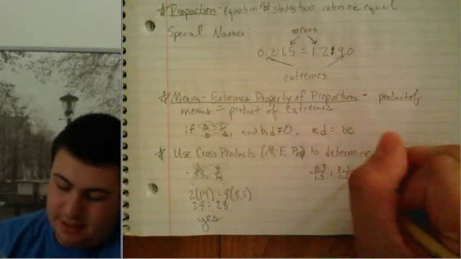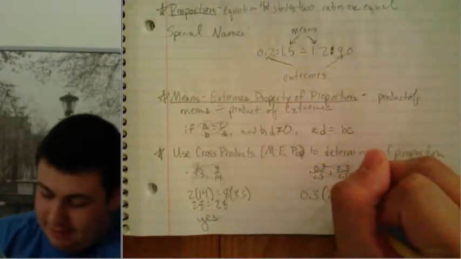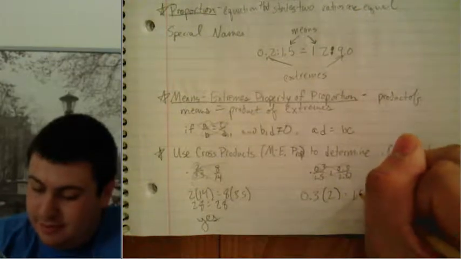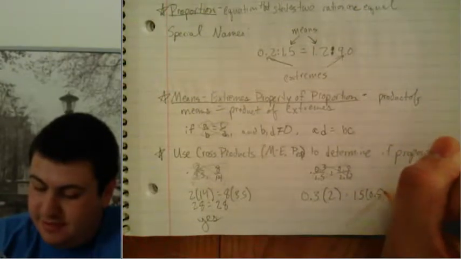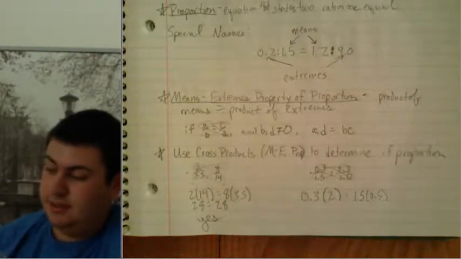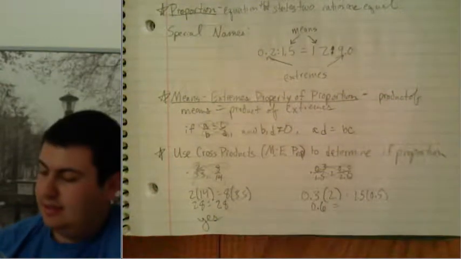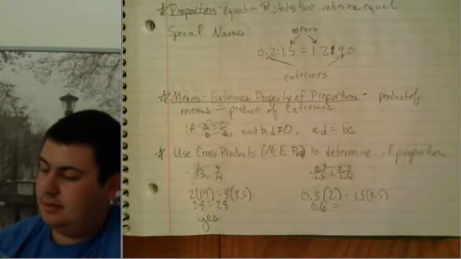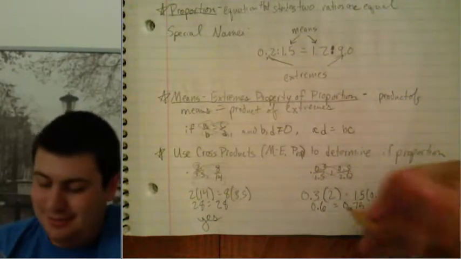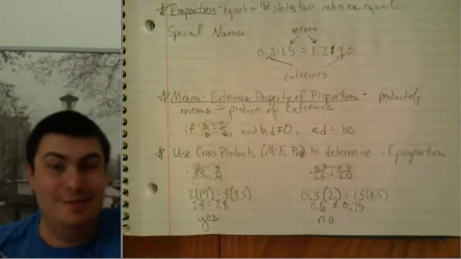Let's look here at 0.3 to 1.5 and 0.5 to 2.0. We set up our cross product, our means and extremes. So 0.3 times 2.0 equals 1.5 times 0.5. And so we see that we get 0.6 and 0.75. Are those equal? No, they are not. This is not a proportion.